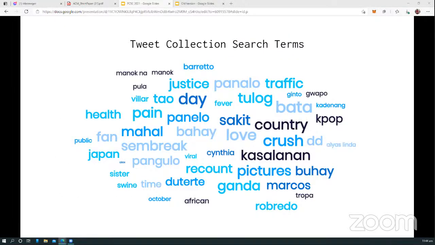As for the search terms that were used to collect the tweets, this word cloud shows the search terms used to get the Twitter tweet data. We have set what we call parent terms to generate further additional related search terms.